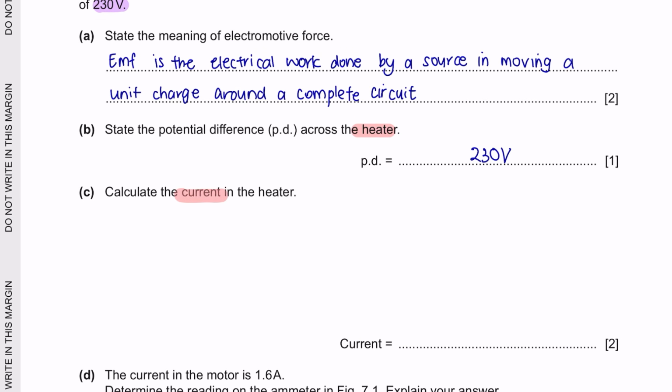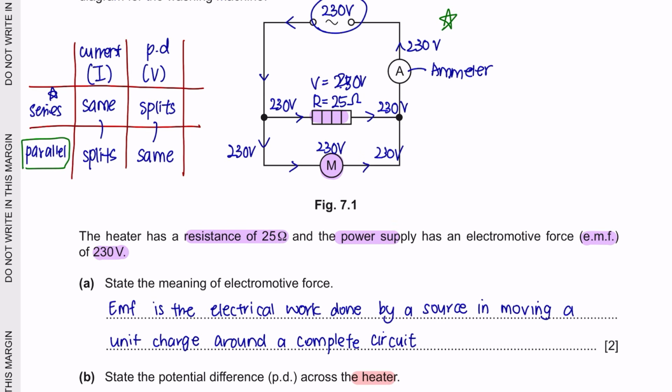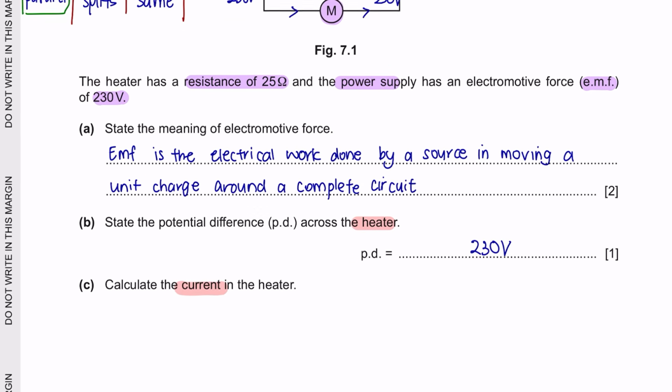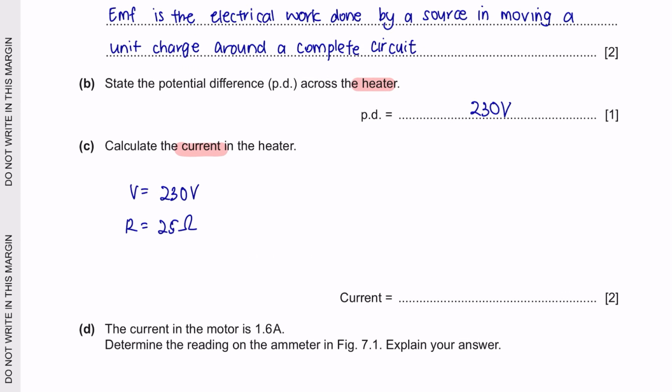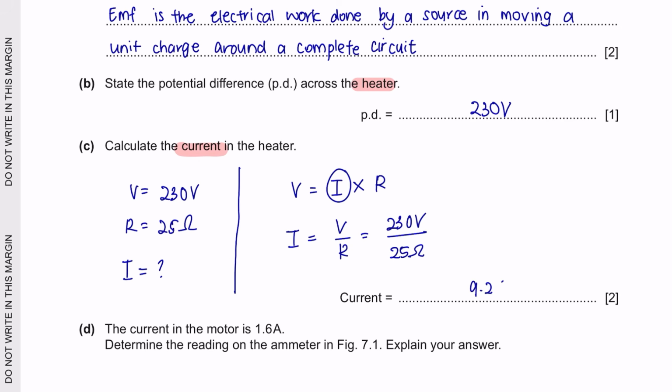Next, calculate the current in the heater. So the heater has a potential difference of 230 volts and a resistance of 25 ohm. We can use Ohm's law, which is voltage equals current times resistance, to find the current, which is 9.2, and the units are ampere. Please do not forget your units in your final answer.